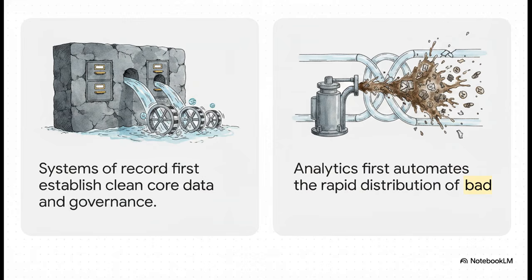The sequence of the technology matters just as much. Systems of record absolutely must come before analytics. If you deploy fancy analytics dashboards before cleaning your foundational records, the mechanism of failure is brutally simple. You are just accelerating the spread of untrustworthy data. You must always implement foundational systems of record first, so that your downstream analytical tools actually have clean, governed data to consume.